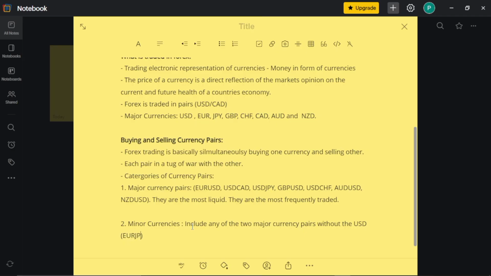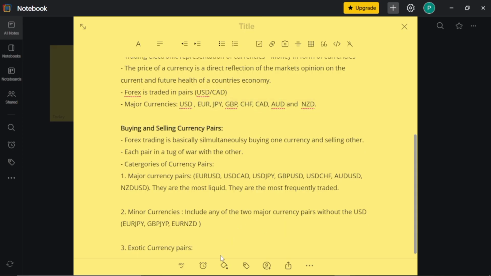So you have the Euro JPY, you have the GBP JPY, okay? You have the Euro NZD. So just a cross of any of these 1, 2, 3, 4, 5, 6, 7, a cross of any of these 7 without this guy here is a minor currency pair, right? And like I said, I'll leave you to figure out the exotic currency pairs and drop the exotic currency pairs in the comment section. Any exotic currency pairs you can find, right?